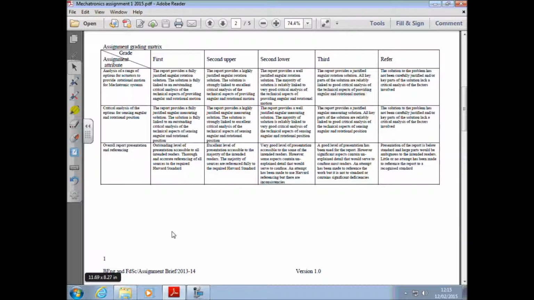Second thing you're being assessed on is critical analysis of the options for sensing angular and rotational position movement. Okay, and in the second upper line there it says the report provides highly justified angular measuring solution. The solution is strongly linked to excellent critical analysis of technical aspects of sensing angular motion and rotational position. So similar words there really.